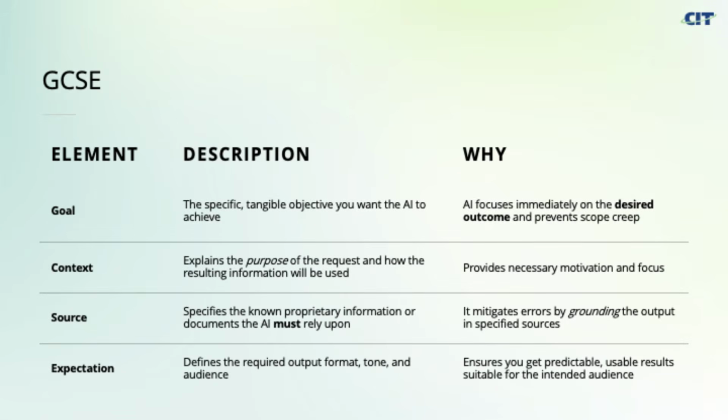S stands for sources. This is the most critical element for accuracy. It specifies the known proprietary information or documents the AI must rely on. This is your hallucination shield. E stands for expectations. Defines the required output format, tone, and audience. How should it look? Let's do another quick before and after, this time with Google Gemini.